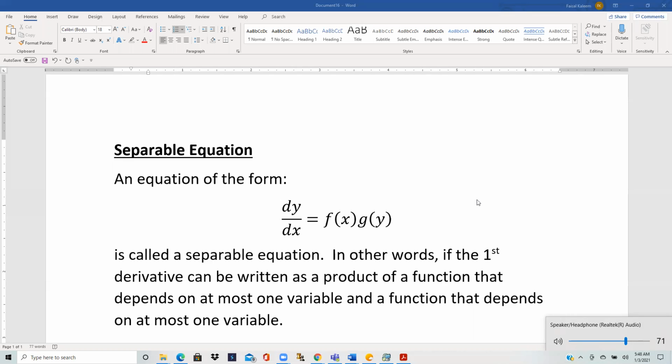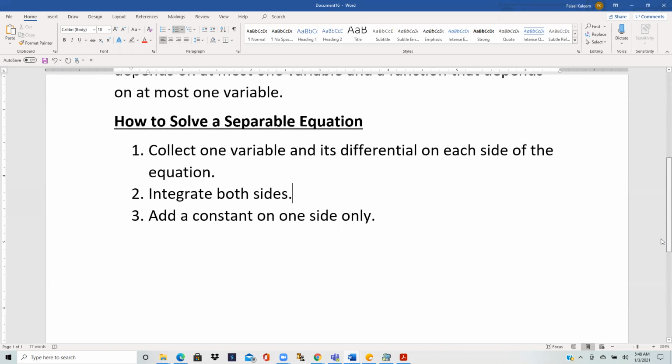If an equation is separable, then it's very easy to do the solution of the differential equation. What we do is we collect one variable on one side and the other on the other side along with their differentials. Then we integrate both sides and then we add a constant on one side only. And that's also going to become clear once we do some examples.